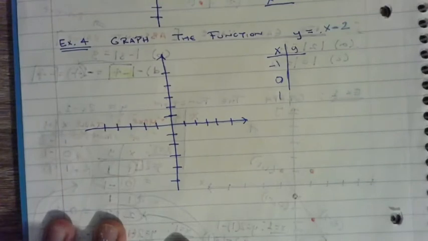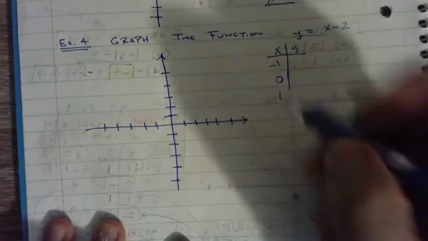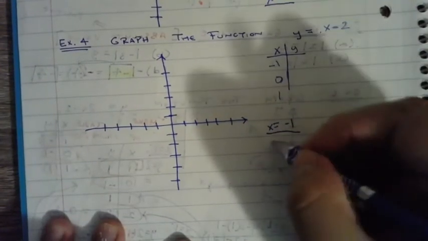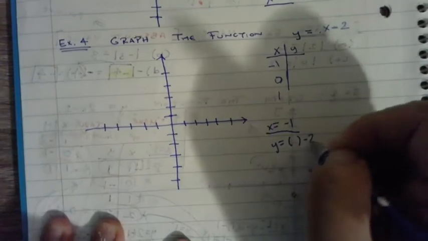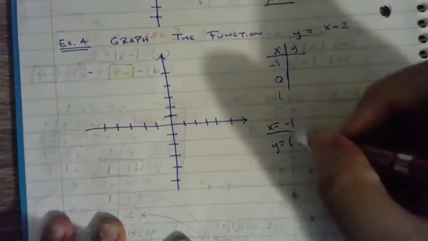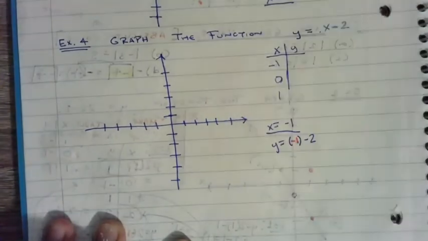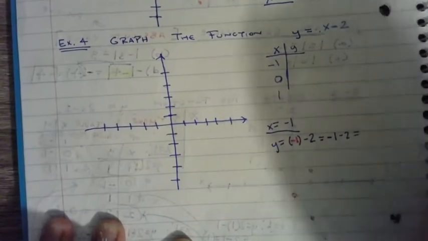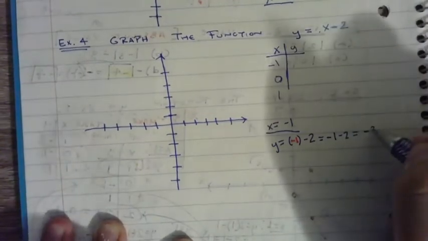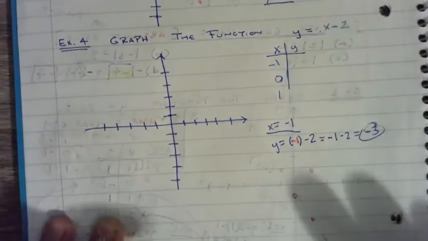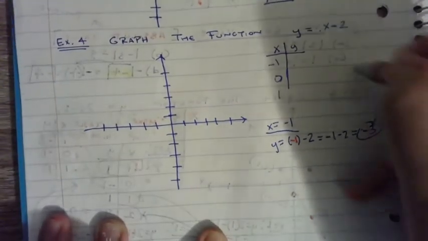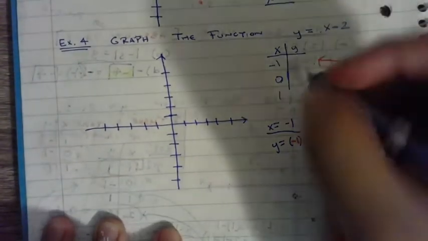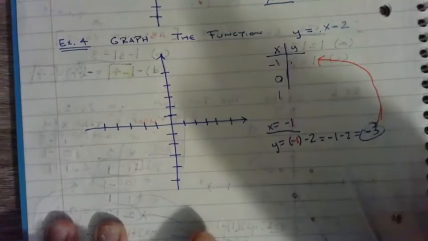Again, I'm going to test out the values. So first, I'm going to do my work right here. I put x equals -1, and I put y equals parentheses minus 2. Remember, for parentheses, you're plugging in a -1. So you put -1 minus 2, which again, once you do your integers, you will get -3. So that goes over here. So now you get (-1, -3).